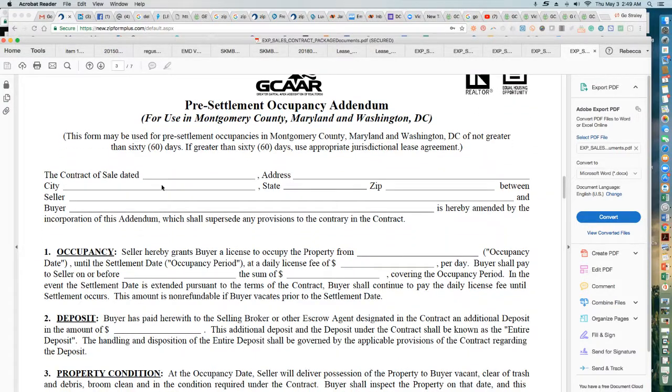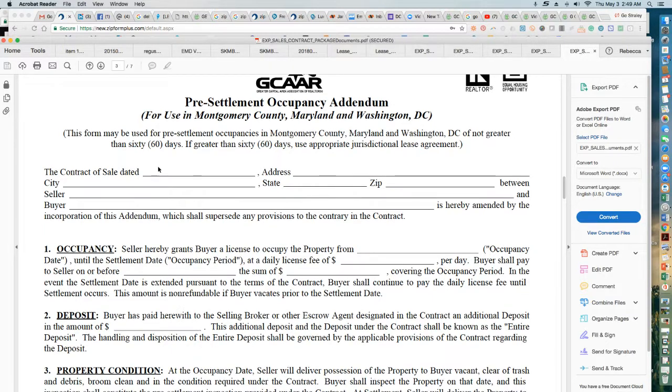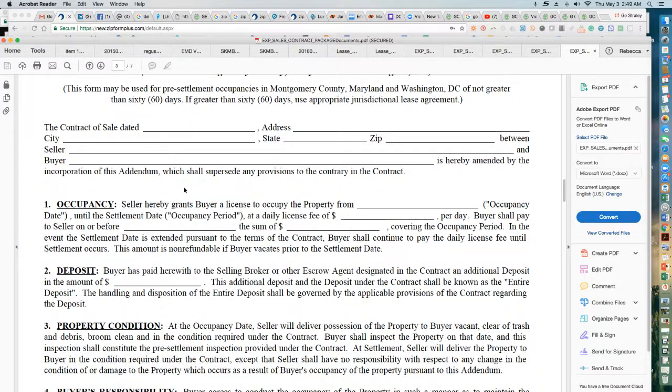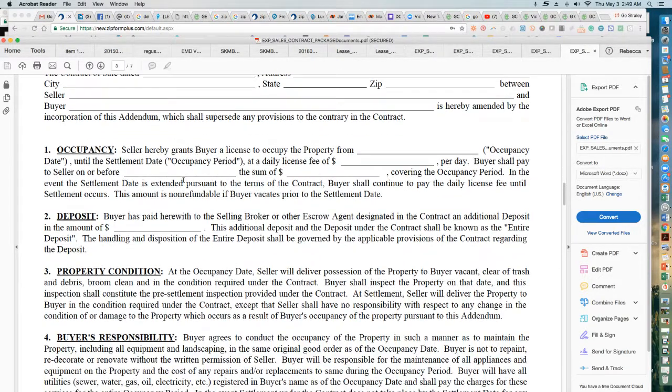But sometimes they want to occupy when they pre-settle. Maybe they want to do those other things, but they need to live there also. So this form is for Washington, D.C., and if it's greater than 60 days, use the appropriate jurisdictional lease. So this form can be used if it's 60 days or less for pre-occupancy. So we fill in the contract sale date, address, city, state, zip, and the parties. Make sure you have all their names.